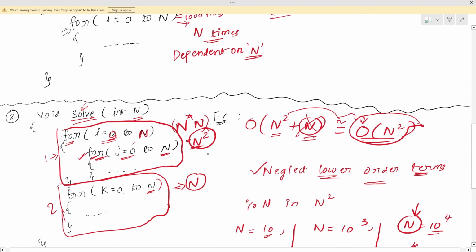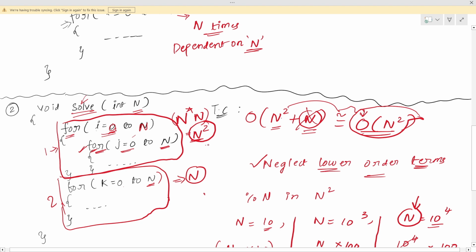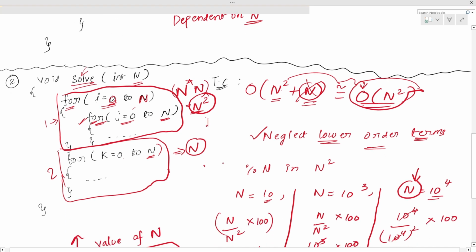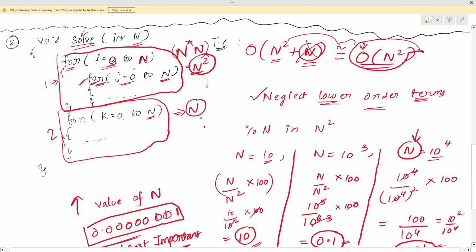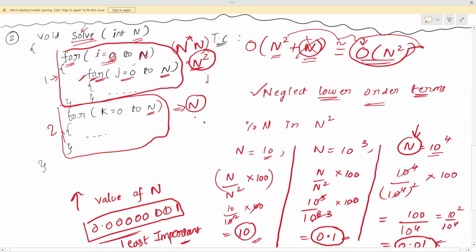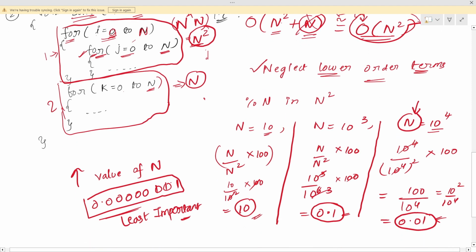If it is dependent on both n square and n, then we'll try to neglect the lower order term. That means we'll neglect the thing which is of least importance. In this big O of n square plus n, n is of least importance. That's why we have neglected it and written it as big O of n square.